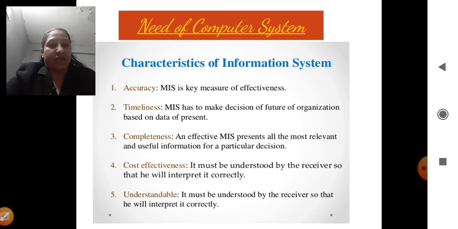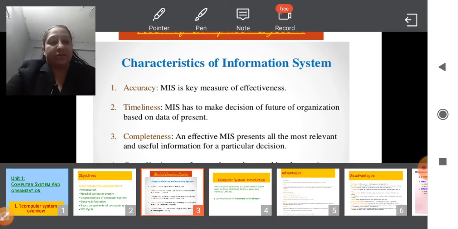Next is cost effectiveness. We know very well that the computer reduces the cost to a greater extent. In places where we have installed computers, a lot of human work is eliminated and computers have replaced many things. So this is how computers are reducing cost. Next thing is understandable. It is very easy to understand by the user. We type in the handwritten form which may not be properly understandable, but things coming in the computer are understandable.